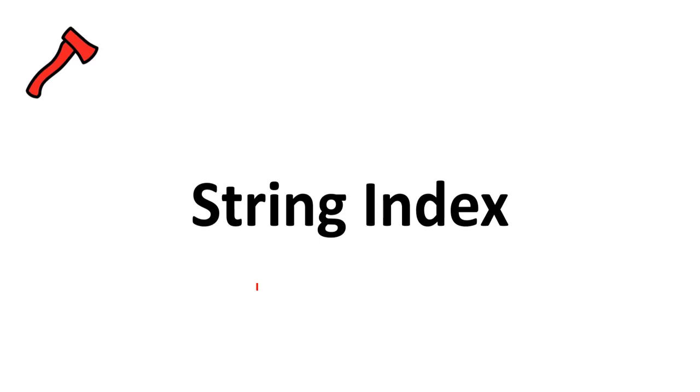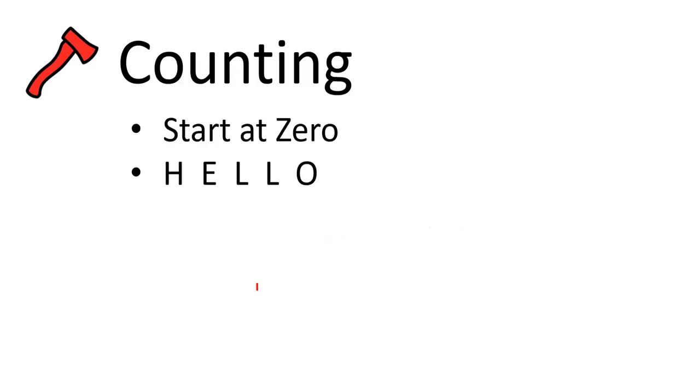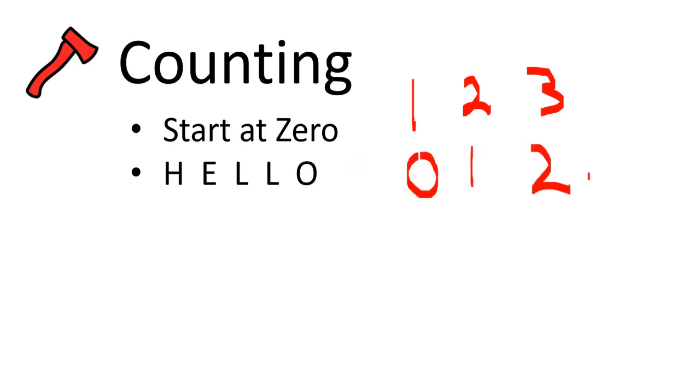In this lesson, we're going to go over string index. So what index means is simply where something is in a string. When we count in computer science, and Python's no different, we don't start from 1 like you would think we do, right? 1, 2, 3. We actually start at 0, then 1, 2, and so on.